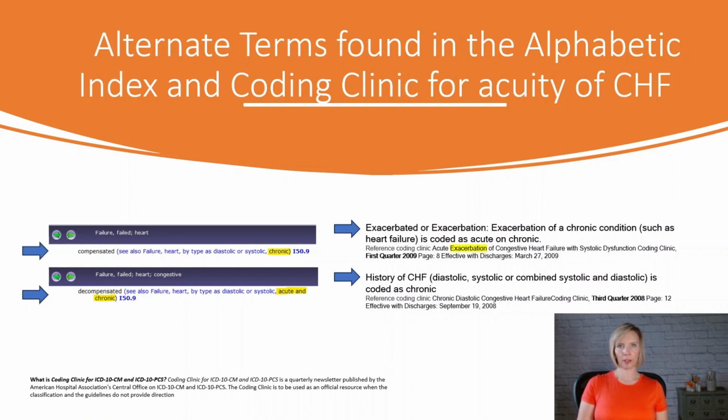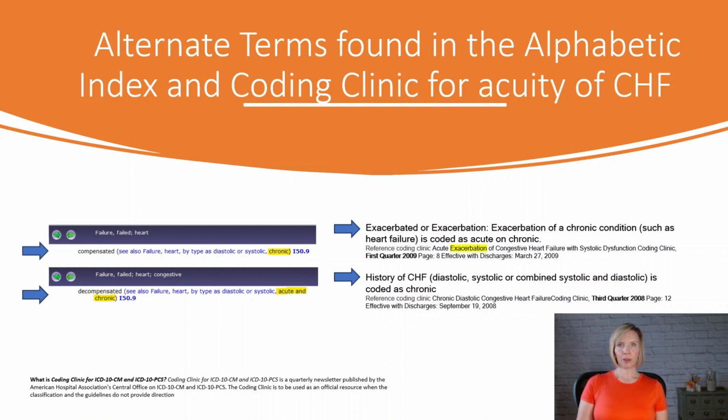Compensated is another subterm for heart failure in the index and is coded as chronic when the specific type of heart failure is known. For example, if someone is diagnosed with compensated diastolic heart failure, it would be coded as I50.32, chronic diastolic congestive heart failure. An acute exacerbation of a chronic condition like heart failure is coded as acute on chronic. So if a patient is diagnosed with an exacerbation of systolic congestive heart failure, it would be assigned code I50.23, acute on chronic systolic congestive heart failure.